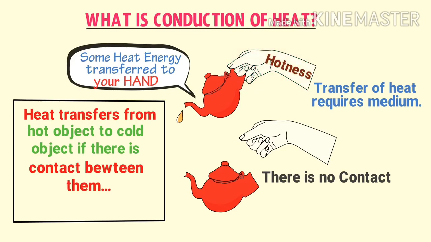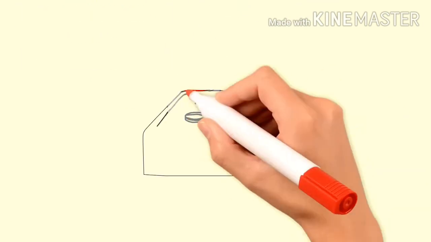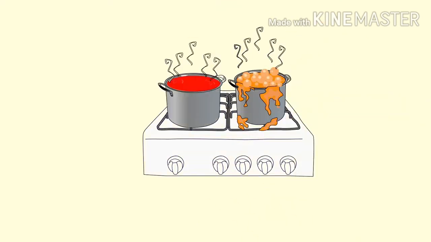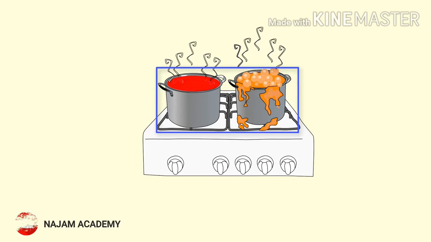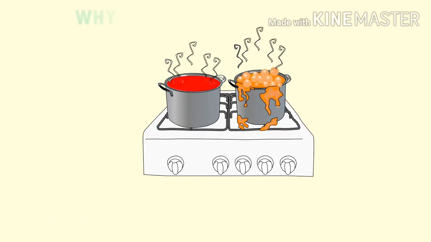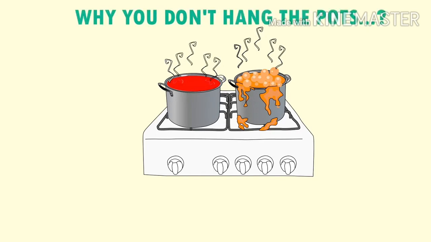Let me give you another example. For instance, you are cooking some sort of food. You always place the frying pan or pot exactly above the fire or flames. Why do you not hang or place the pan or pot away from the fire?